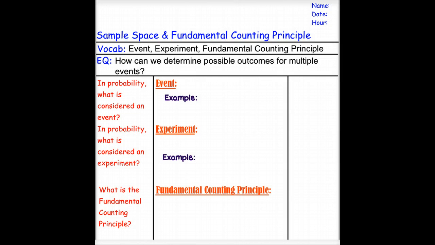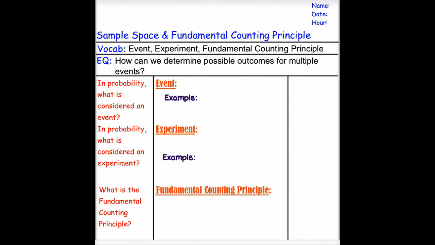All right, yesterday we took a look at calculating sample space from a tree diagram, and today we're going to expand that a little further in doing sample space, but this time using the fundamental counting principle. And we're going to get into what the fundamental counting principle is in just a minute.